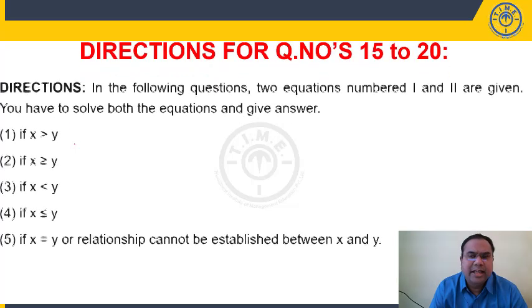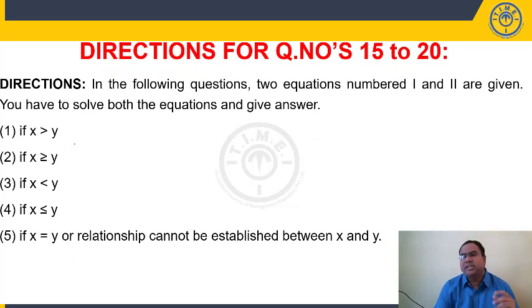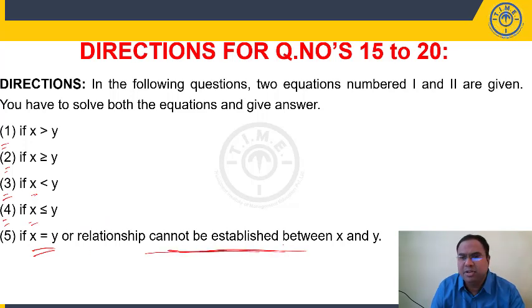Question number 15 to 20. These are based on your quadratic comparisons. We have 2 equations given, 1 and 2. You have to find the roots of these 2 equations and establish a relationship. We will mark choice 1 if x is greater than y, choice 2 if x is greater than or equal to y, choice 3 if x is less than y, choice 4 if x is less than or equal to y, choice 5 if both x and y values or roots are equal, or if you cannot establish a concrete relationship, then we'll mark option 5.